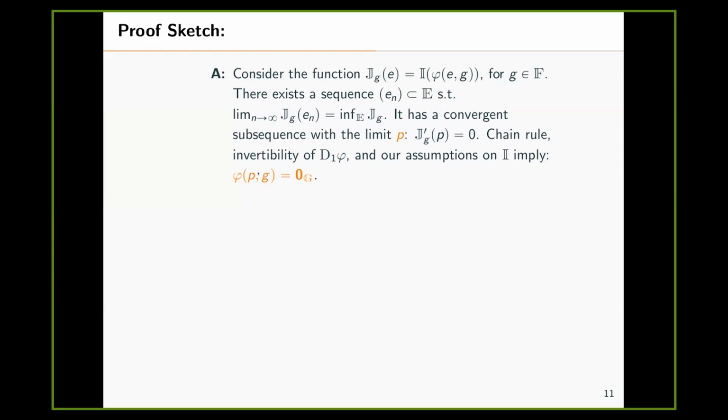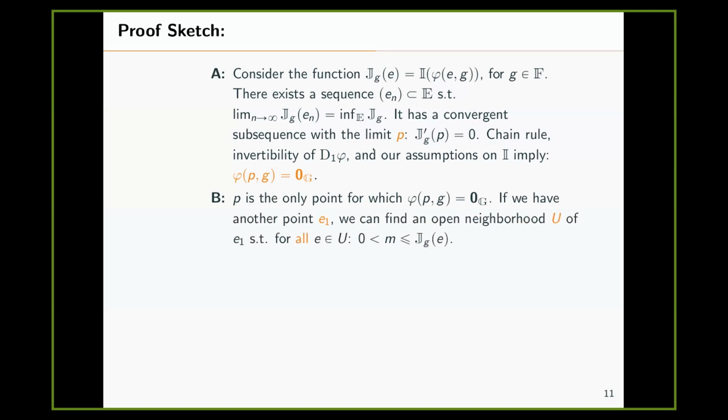And how to prove that it is equal to the zero element? It is based on mainly three ingredients: the chain rule, our assumption that the partial derivative is invertible, and the definition of I. As you can see, our proof is constructive. So we've found this point, and the next step is to prove that this point is unique.